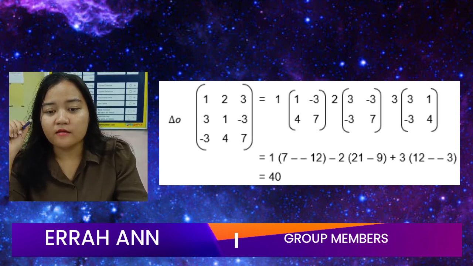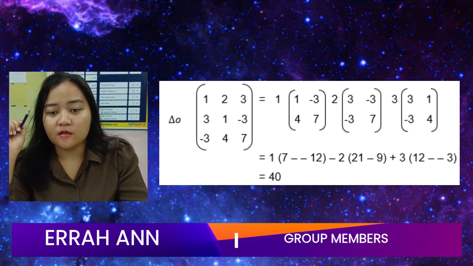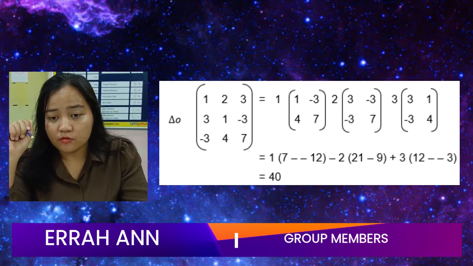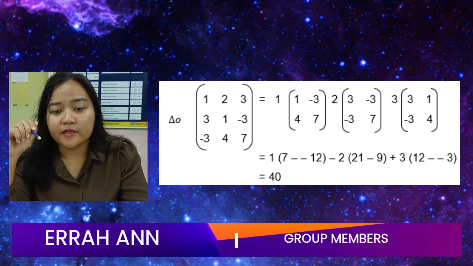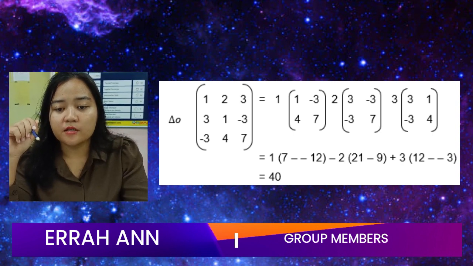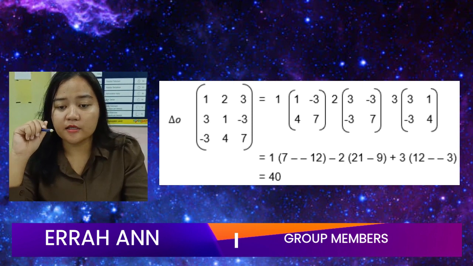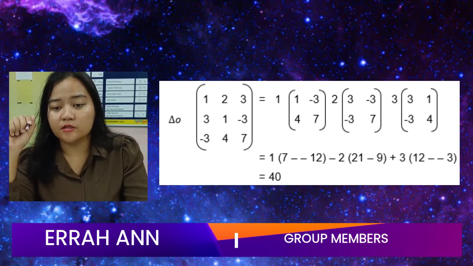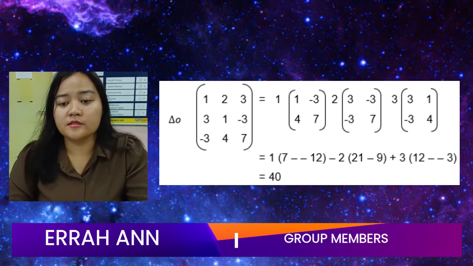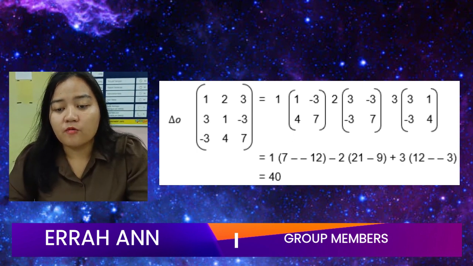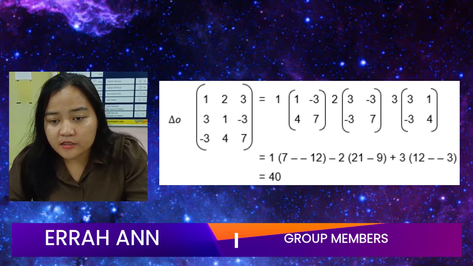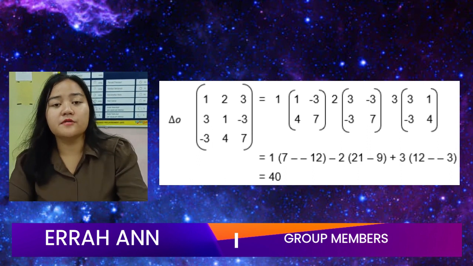Close the bracket. The second step is number 2. Open the bracket and put the numbers in the first row, 3 and negative 3, and the second row is negative 3 and 7. Close the bracket, and the third row is 3 and 1, and negative 3 and 4. Close the bracket.